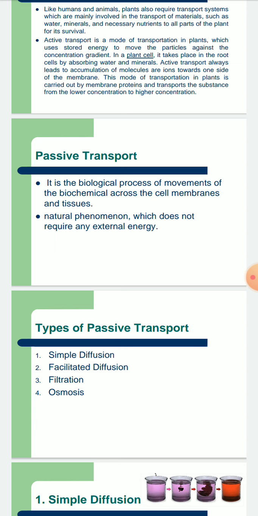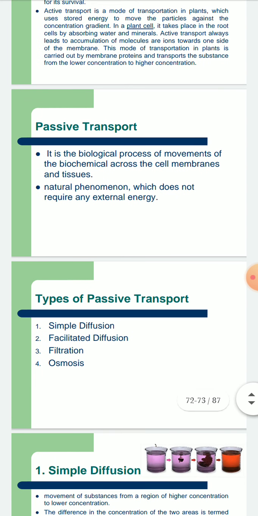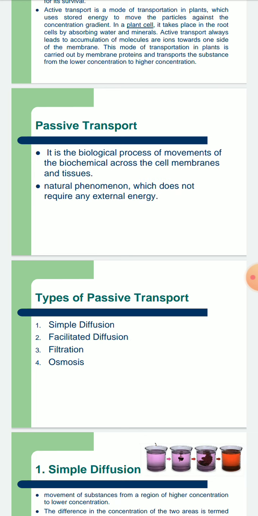Basically, due to the concentration gradient, the molecules and ions move to a particular side of the membrane. This mode of transportation in plants is carried out by the membrane proteins and transports the substance from the lower concentration to a higher concentration.